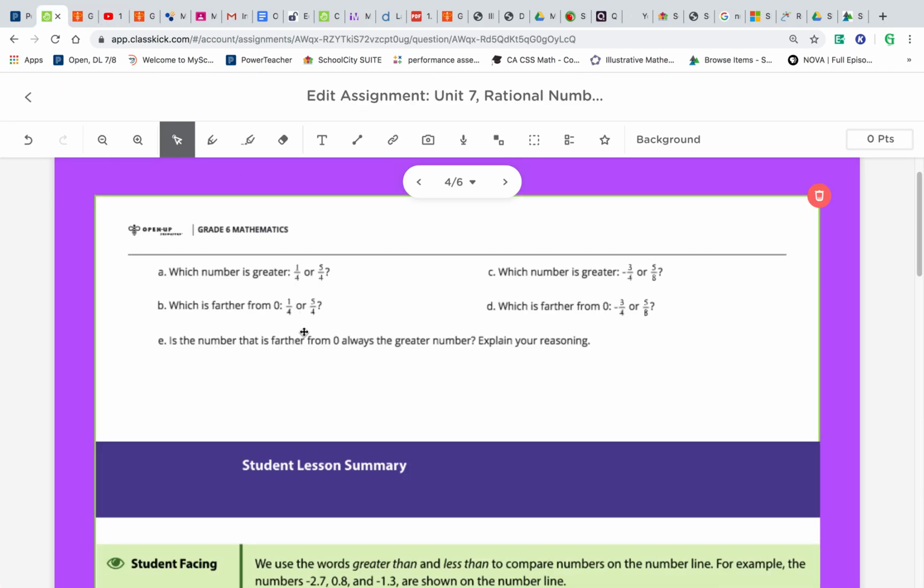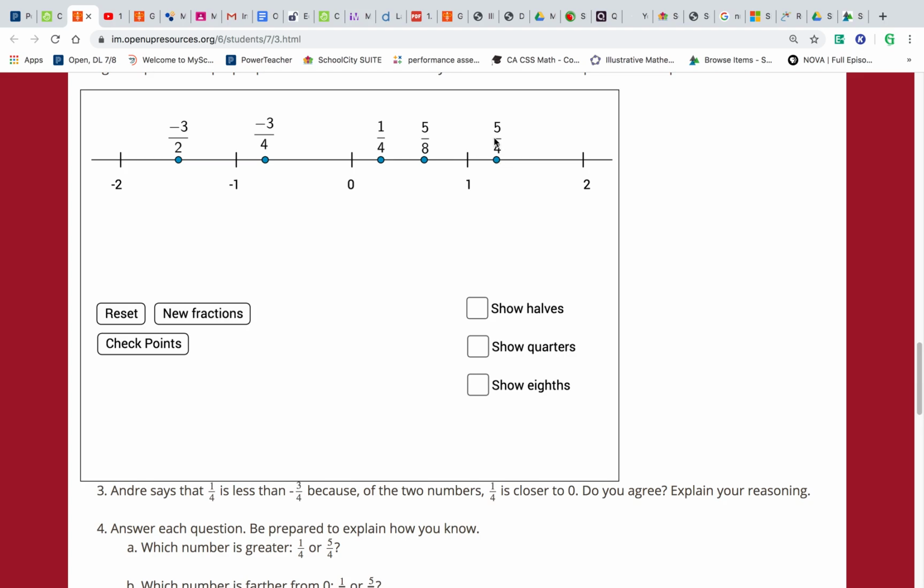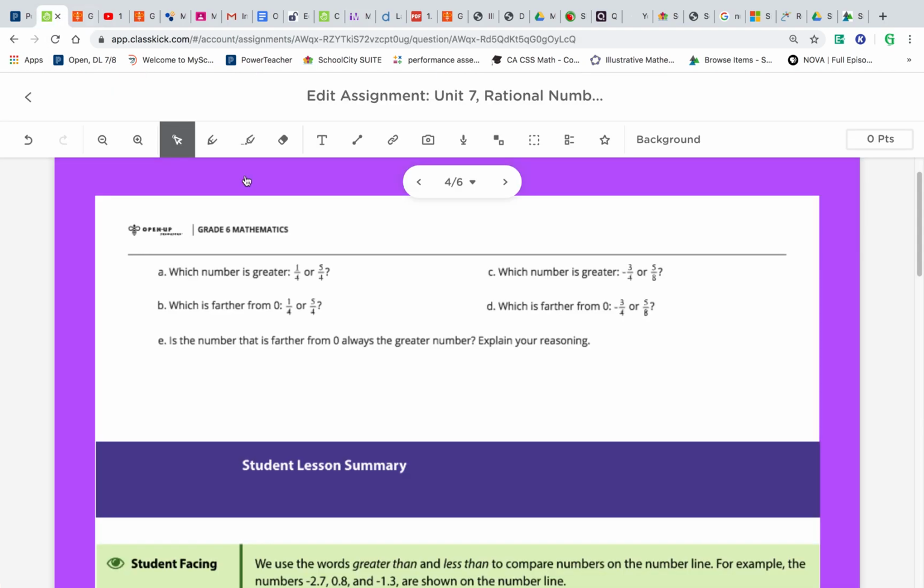Which is further from 0? That's a little bit of a different question, and we're going to get more into that later on about what that means and what the terminology for that is. But which is farther from 0, 1/4 or 5/4? Well, clearly 5/4 is out here further away from 0 than 1/4, which is closer.